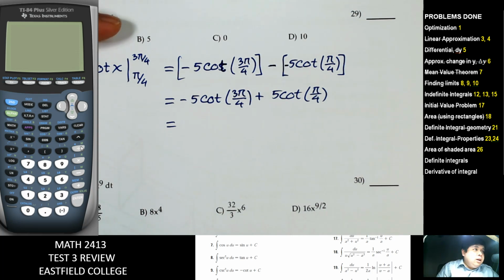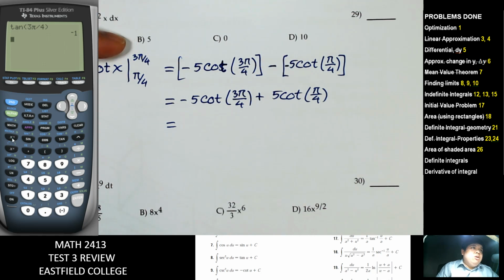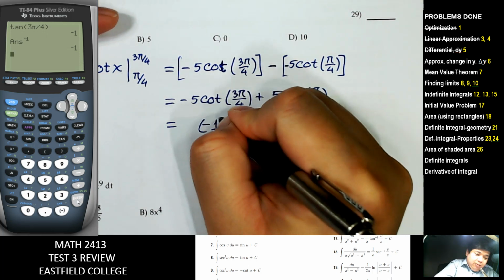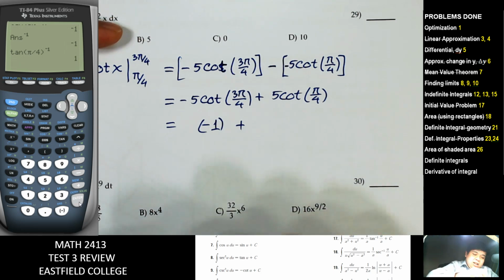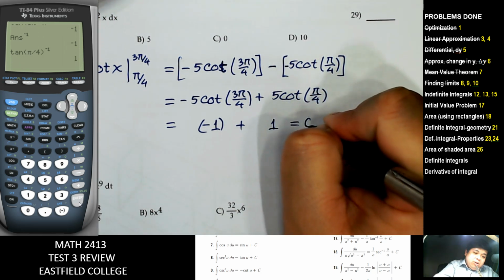So we have tangent, so we just have tangent of 3 pi over 4, and then of course we have this for reciprocal, still negative 1 of course, and then cotangent pi over 4 should be 1 as well, so tangent of pi over 4, and then we hit the reciprocal, so that's going to be 0.